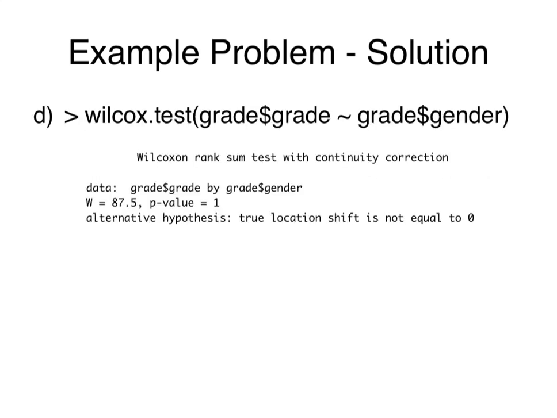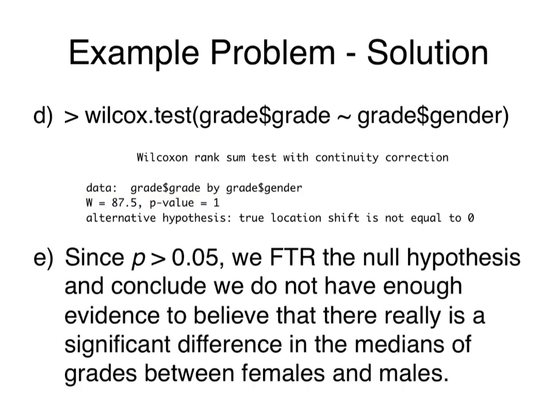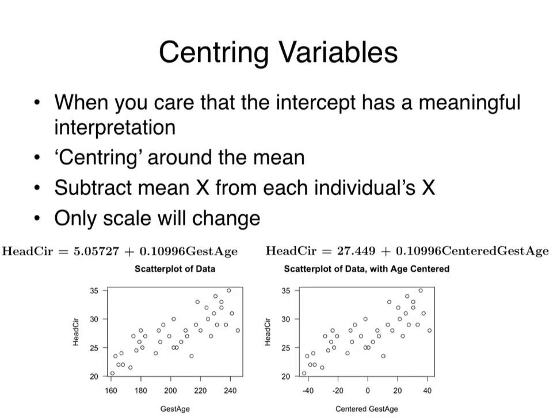So we conduct our Wilcoxon rank sum test in R, which gives us a W statistic with an associated p-value of 1. So since our p-value is greater than 0.05, we fail to reject the null hypothesis and conclude that we do not have enough evidence to believe that there really is a significant difference in the medians of grades between females and males.